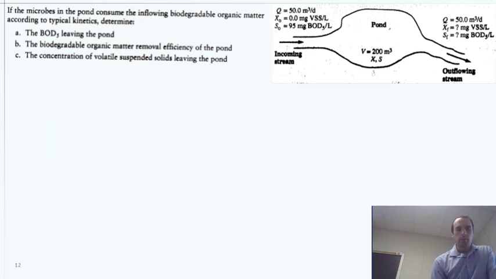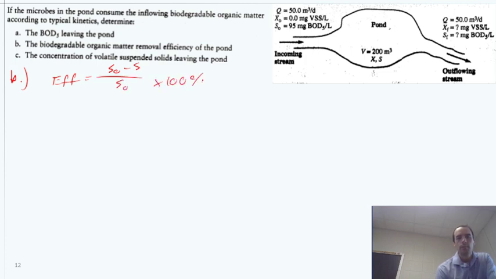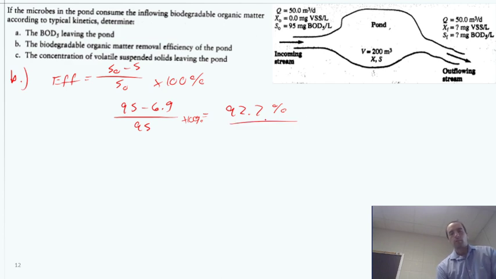And then we can answer part B as the efficiency. Well, we're coming in at 95 milligrams BOD per liter. And so we're going to take our efficiency, just simply, we can say that's S naught minus S divided by S naught times 100%. So 95 minus 6.9 divided by 95 should be 92.7%. Okay, so that's part B.